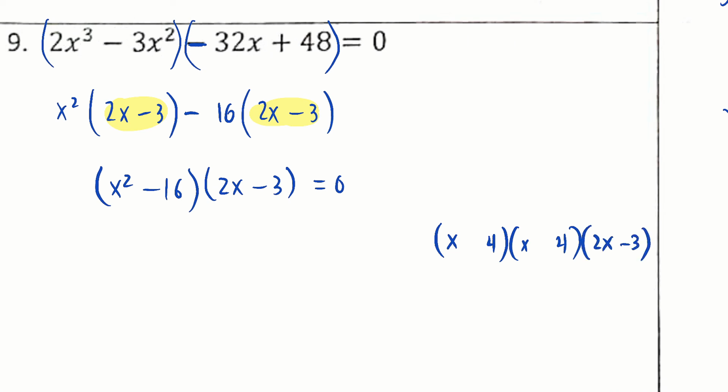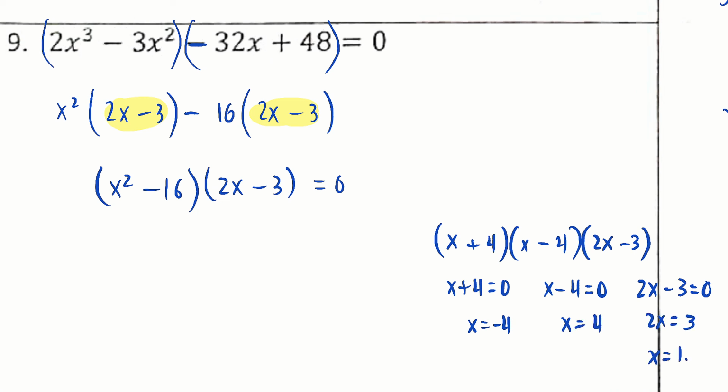Well, watch what happens. If this is a plus and this is a minus, won't I just take x plus 4 set it equal to 0, and x minus 4 set it equal to 0, and 2x minus 3 set it equal to 0? So this will be negative 4. This will be positive 4. And this will be 2x equals 3. This will be x equals 1.5.